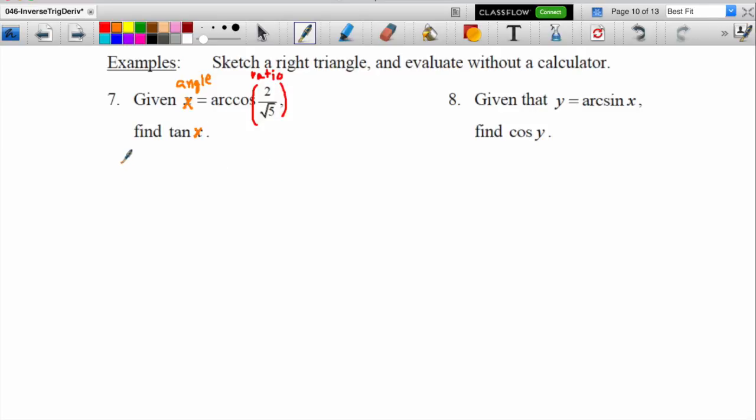So if I'm going to try to draw a triangle, it's a right triangle. X is the angle. And my ratio for arc cosine was 2 over root 5. Cosine is adjacent over hypotenuse. A lot of students I talk to haven't seen this ever before. Make sure you're following me here. Arc cosine gives us an angle and takes a ratio. So the adjacent side to x is 2.